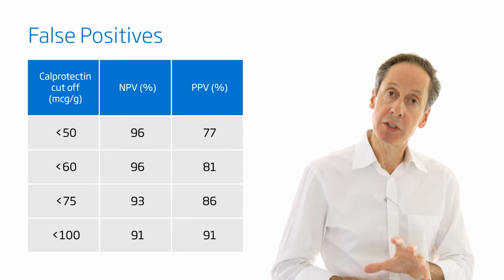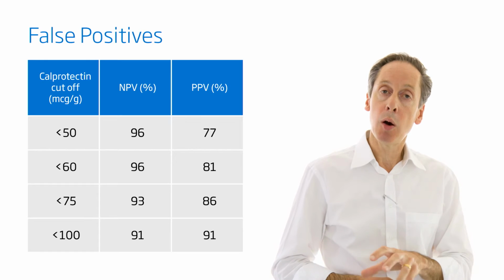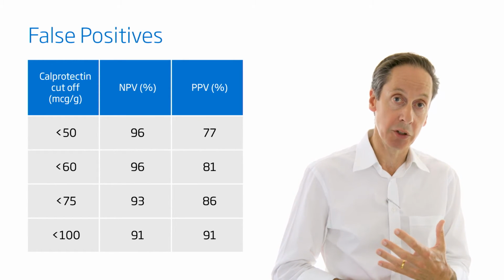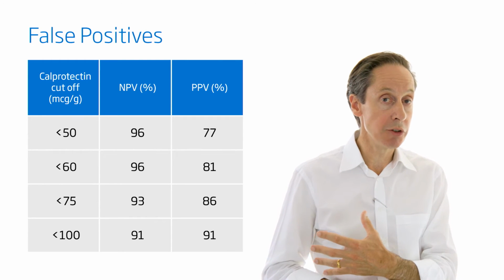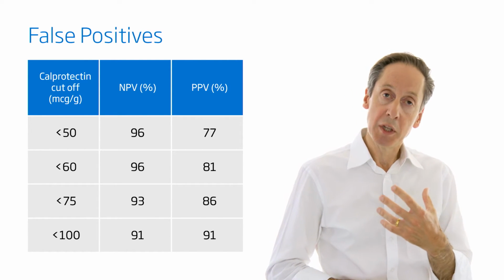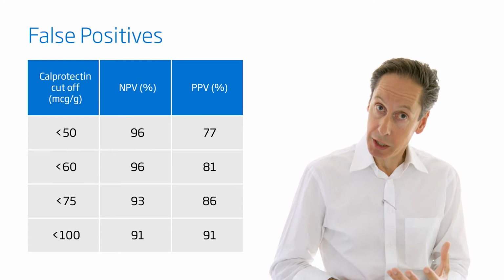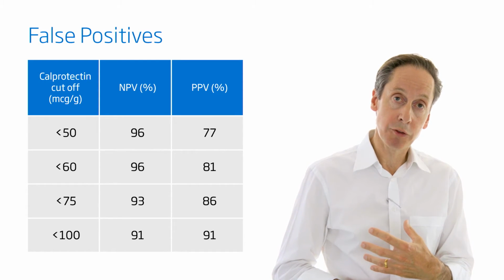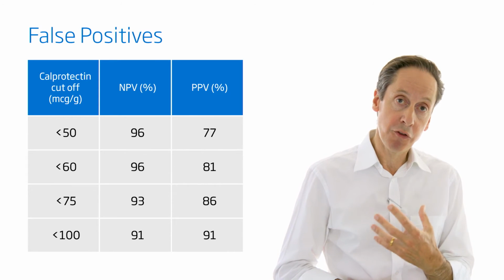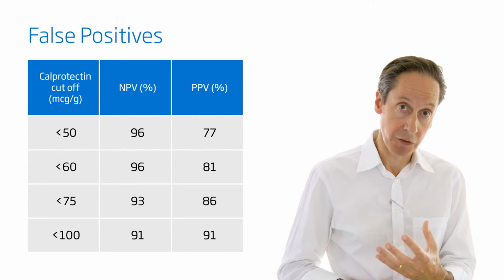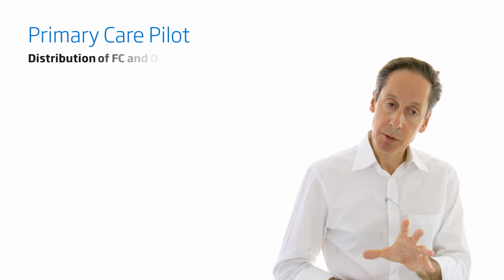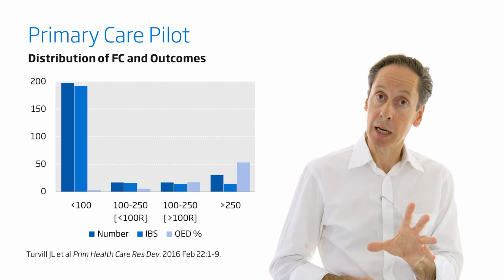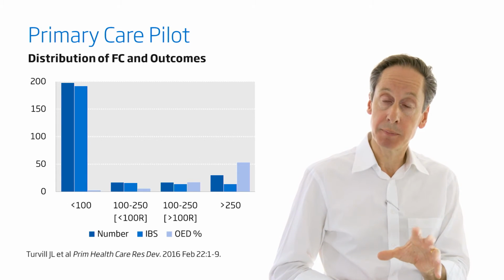And based on this, we developed a care pathway with a traffic light system using one cutoff at 100 micrograms and another at 250. This pilot was supported by NICE and by the Vale of York CCG, and we rolled it out over a 6-month period in 5 general practices across the Vale of York. This table summarises the distribution of fecal calprotectins in that pilot and the outcomes.